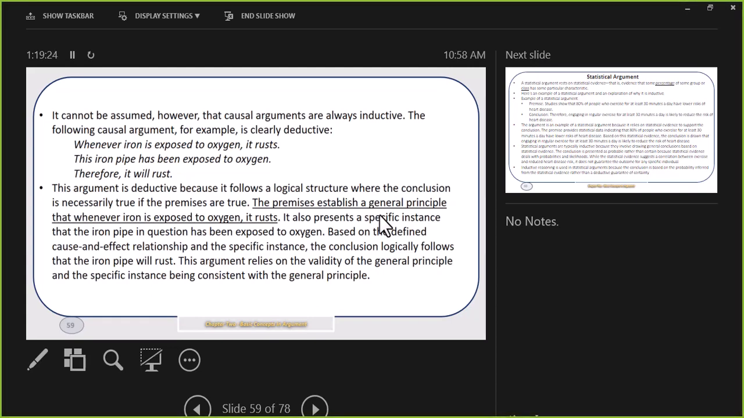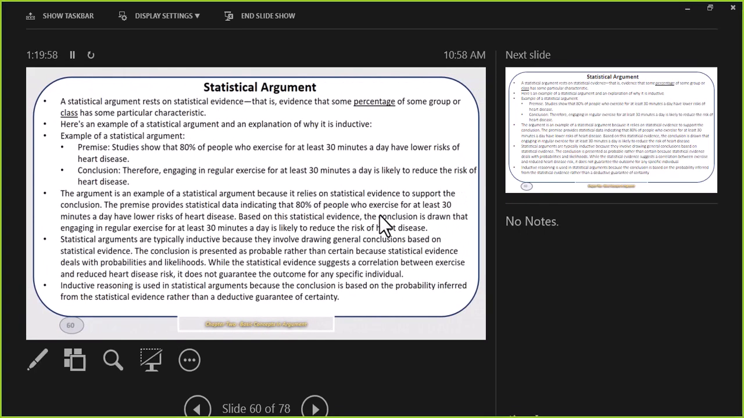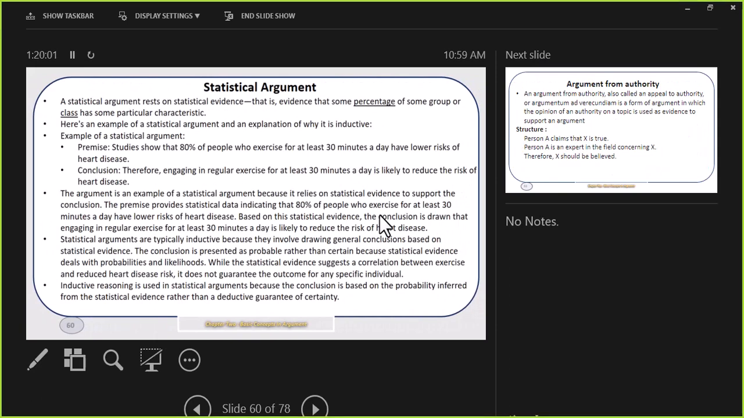Why? Because the premise established a general principle that whenever iron is exposed to oxygen, it rusts. We cannot question or possibly ask the possibility of the occurrence of the conclusion. The conclusion is absolutely linked or entirely related to the premise without any possibility of turning out to be false. Such kinds of examples are very rare. Causal arguments may be argued deductively, but their occurrence is very rare by comparison. Mostly causal arguments are inductive arguments.